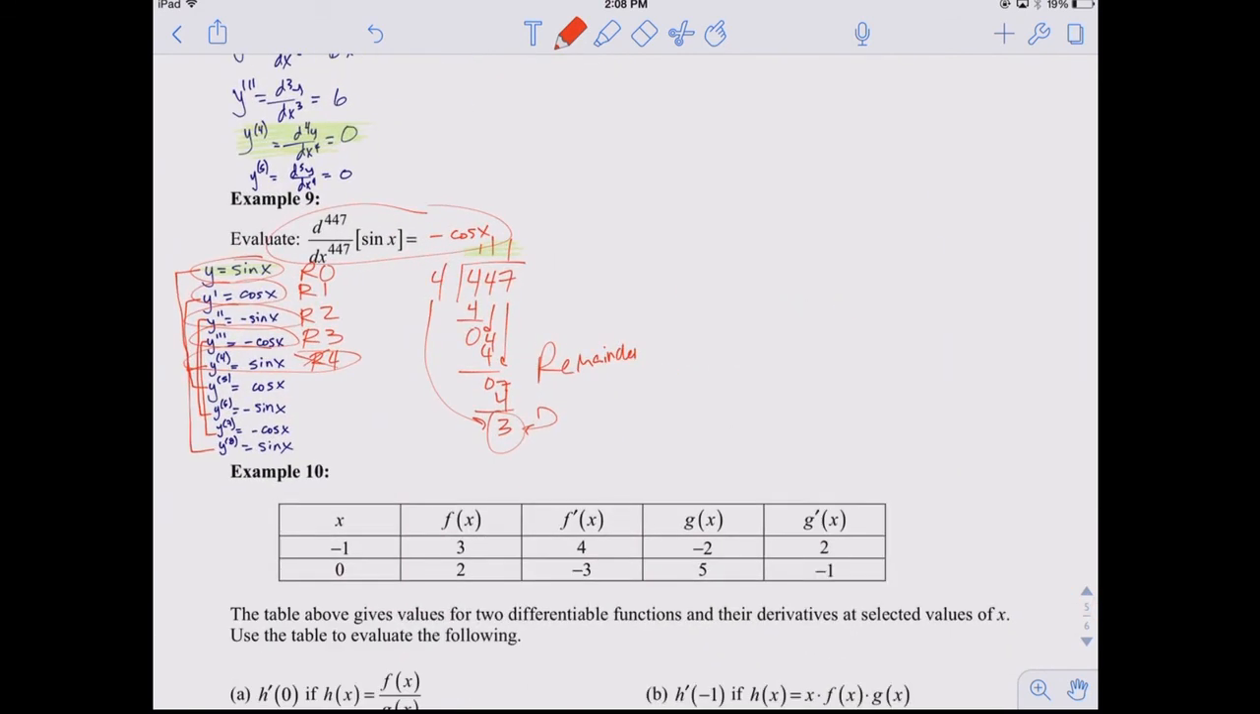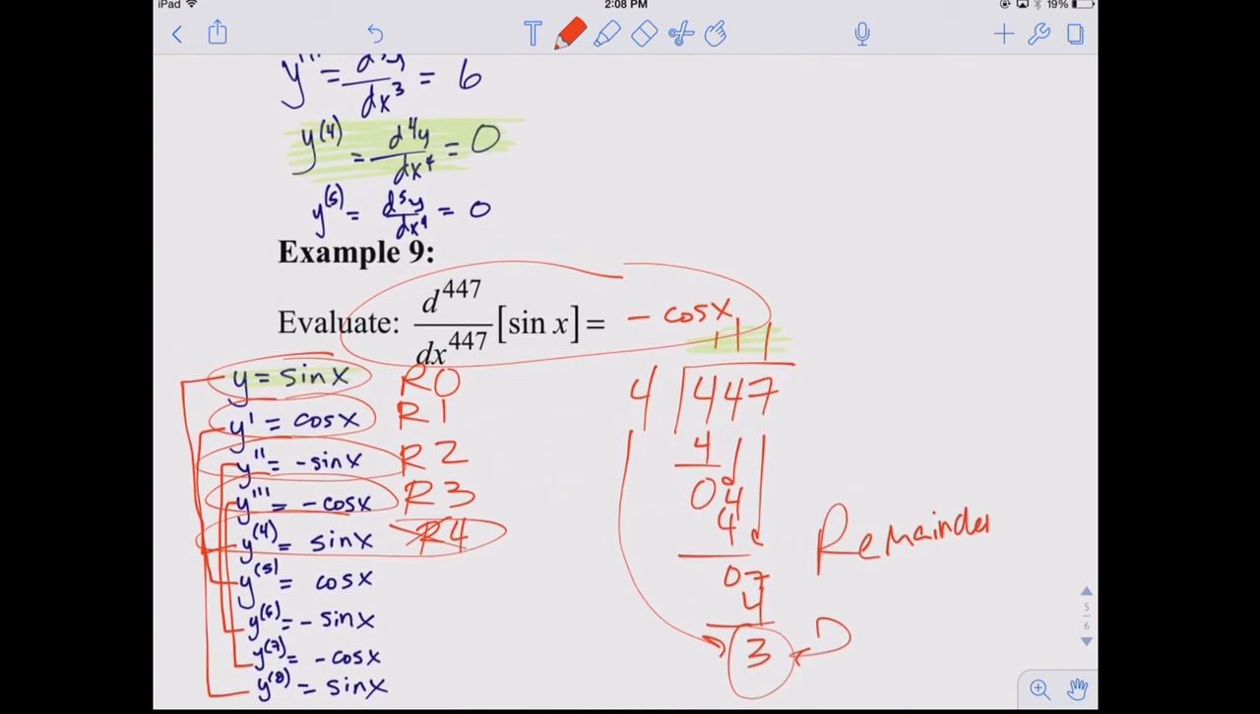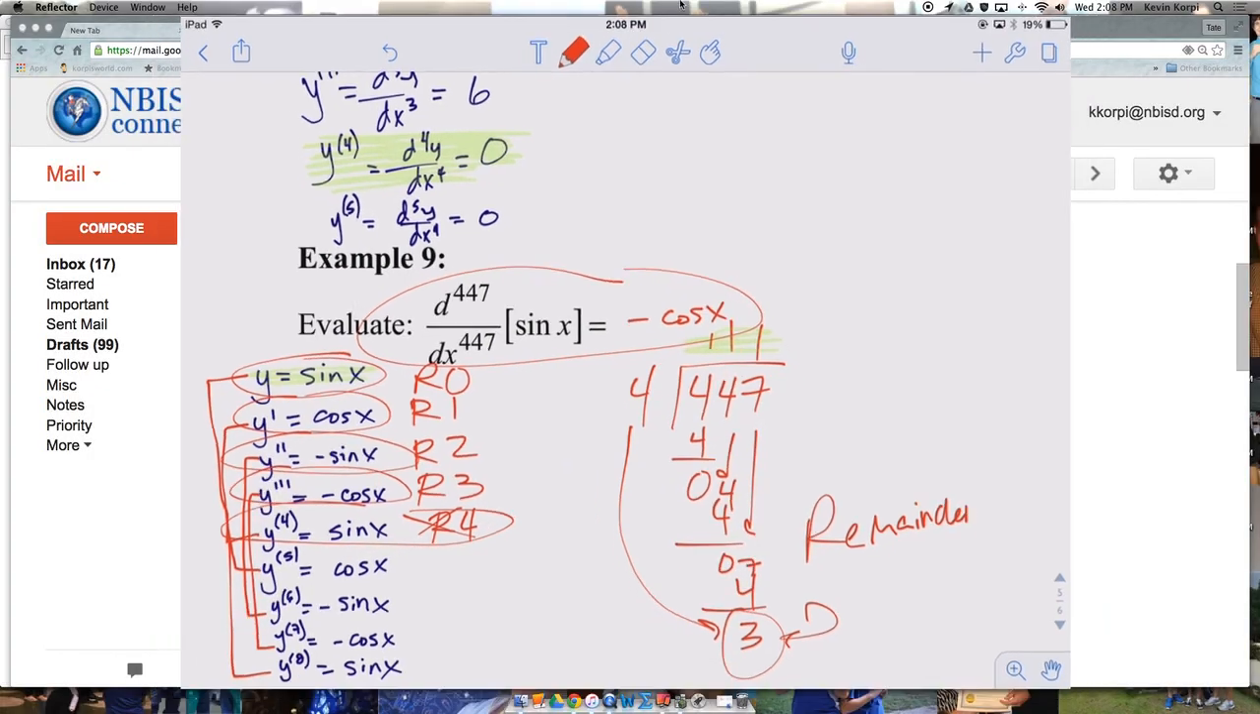There you go. We'll pick up with example 10 tomorrow.